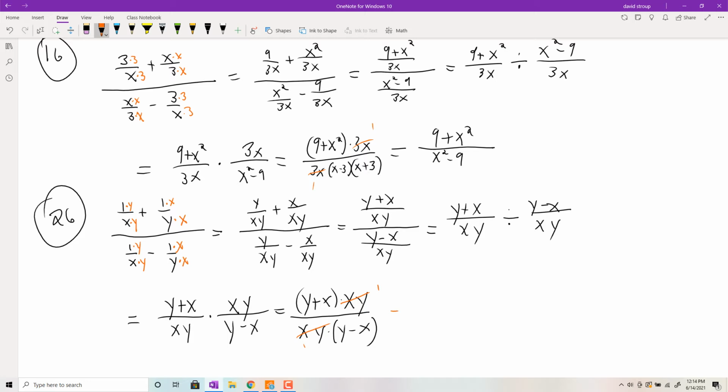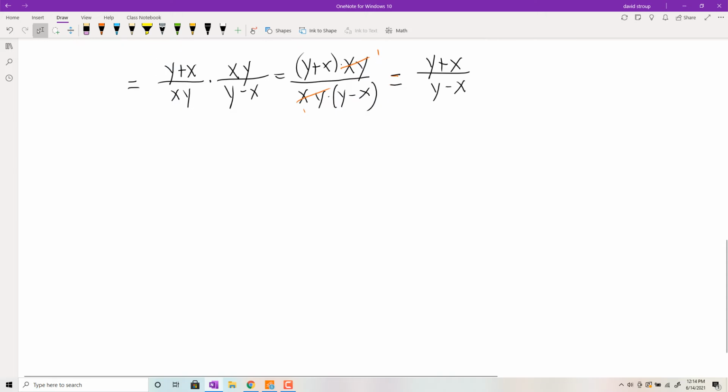Again, the y plus x and the y minus x are not opposites. You can't replace that with a -1. You're just going to be left with y plus x all over y minus x. Okay. Getting more and more gruesome looking.